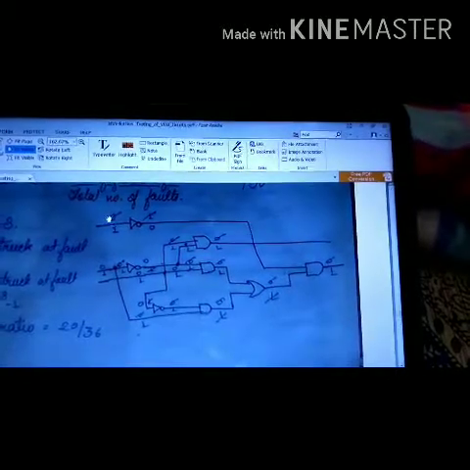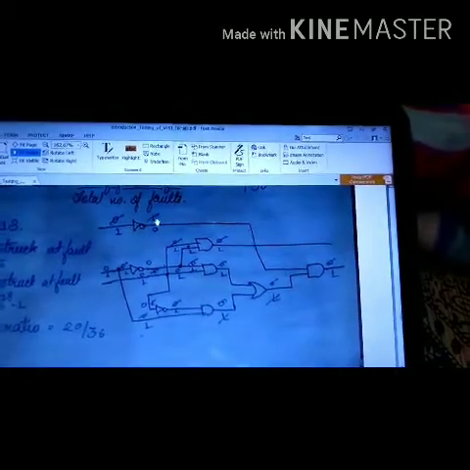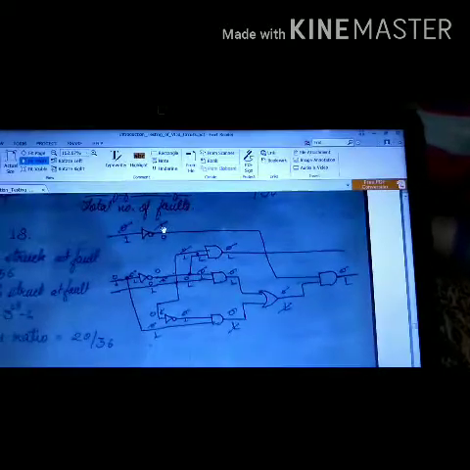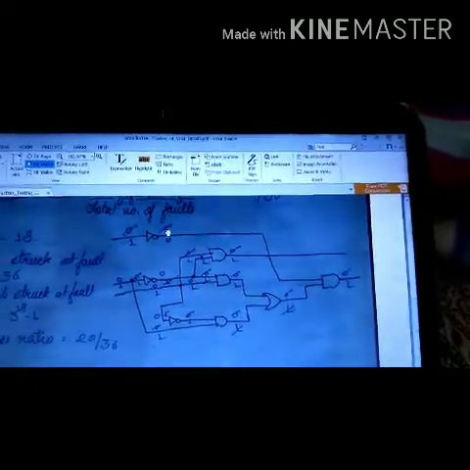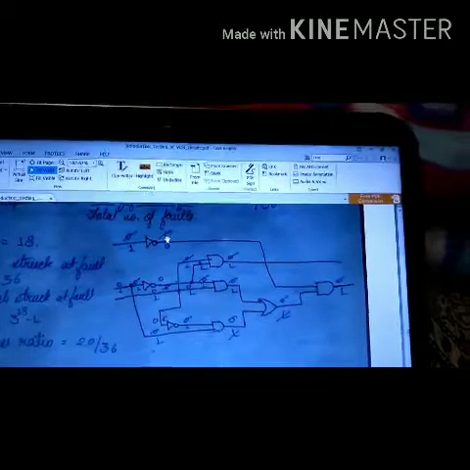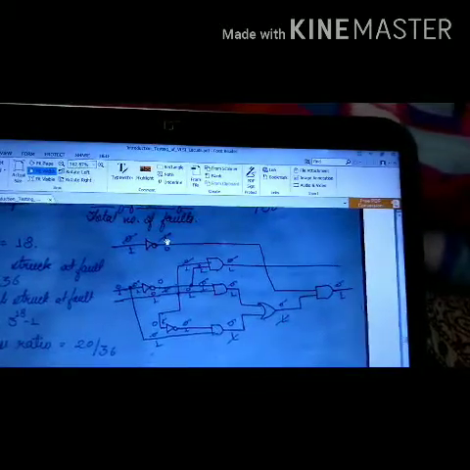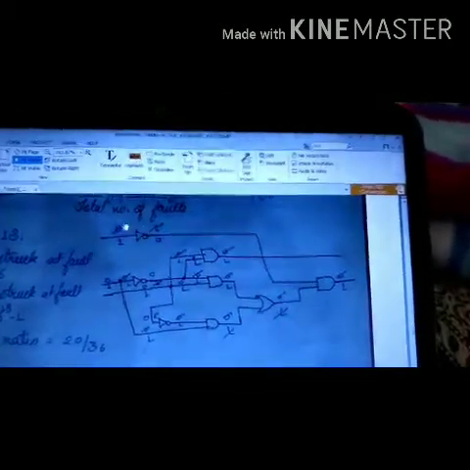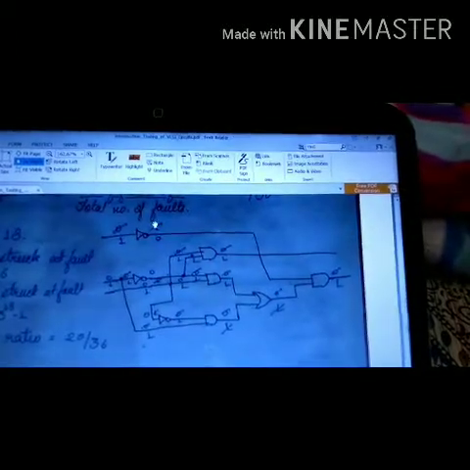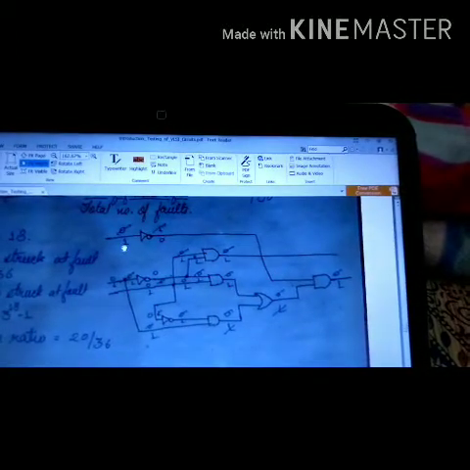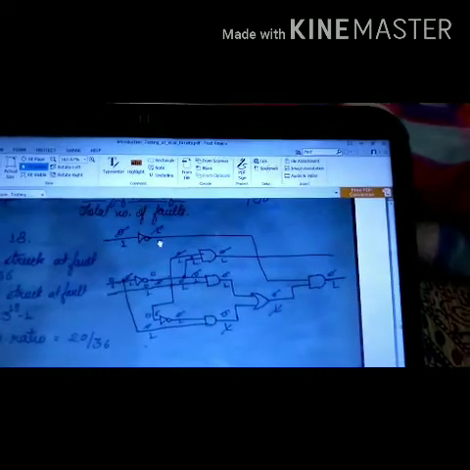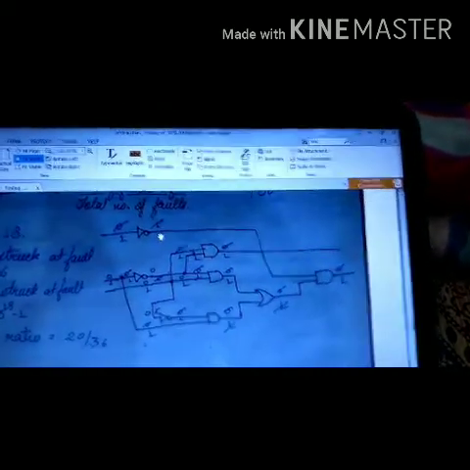So this stuck at 0 gets cancelled by this stuck at 1, because that is the logic for fault equivalence: stuck at 0 or stuck at 1 at the input will get cancelled by stuck at 1 or stuck at 0 at the output. So if I am cancelling stuck at 0 here, this stuck at 1 gets cancelled here. If I am cancelling this stuck at 1, then it will cancel this stuck at 0. So we can take only one of these.